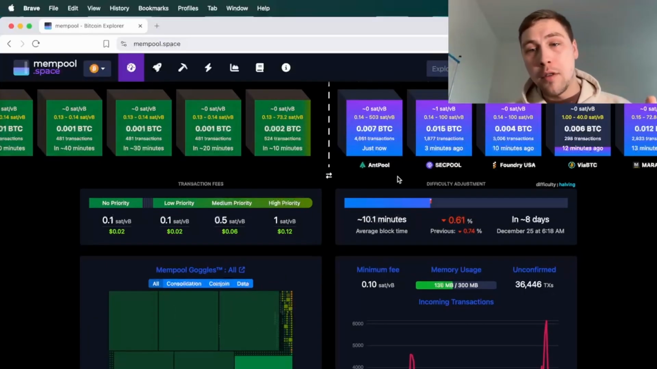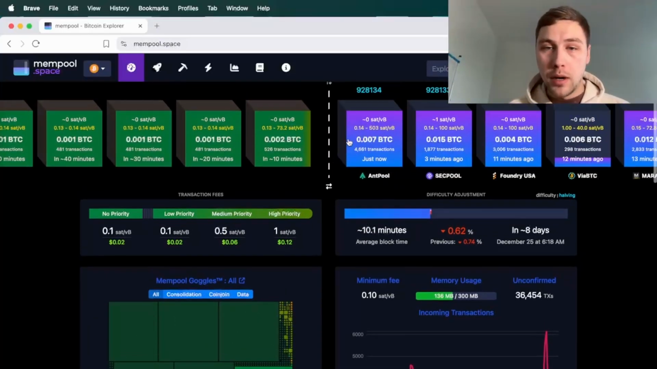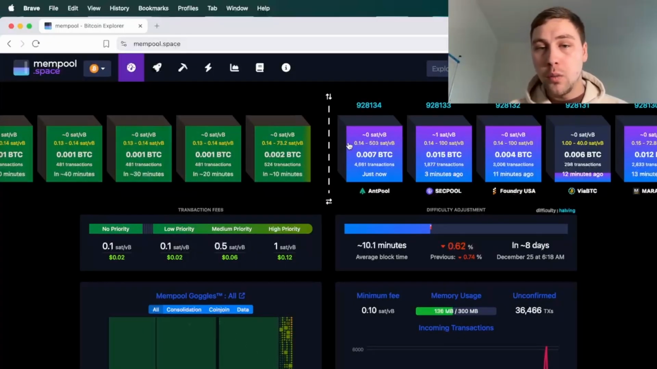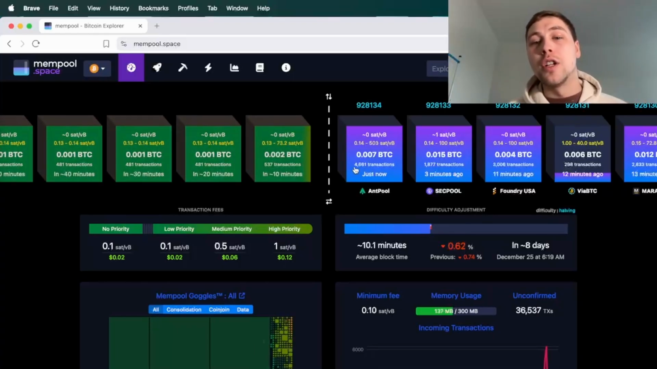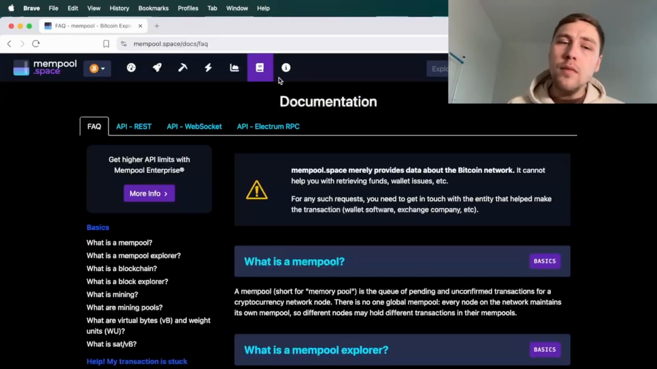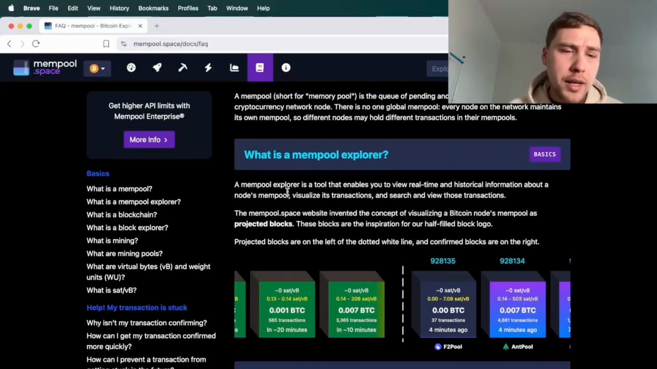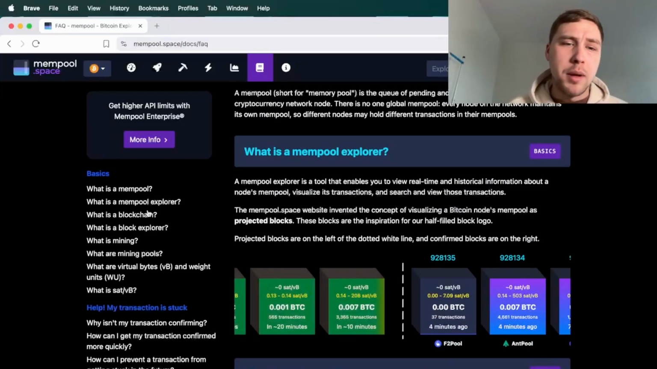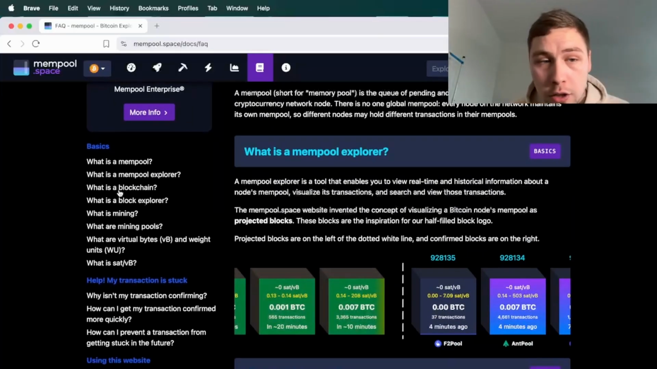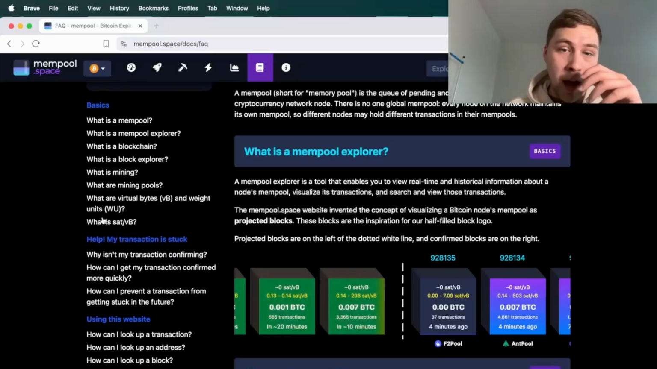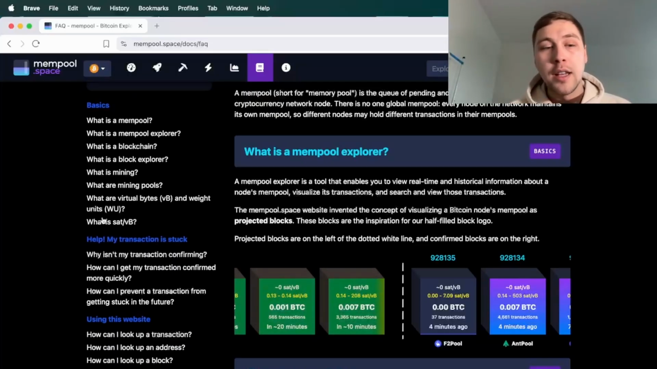And while I was waffling, again, a new block was added to the blockchain, which is mined by Antpool, and this block has actually 4,661 transactions in it. There's a lot of documentation you can read about what mempool is, what the mempool explorer is, what the blockchain is, what mining is. So even if I'm not giving you enough information, everything you need to know is over here.